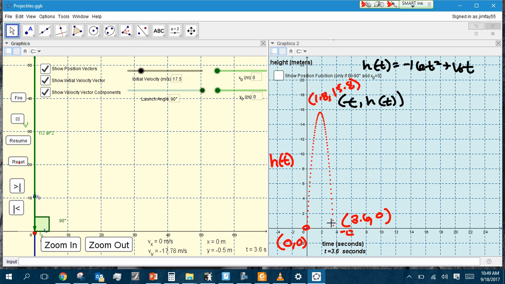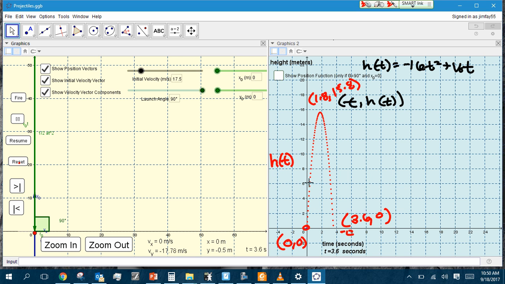What we're seeing a lot in our questions is they're going to ask, what was the maximum height that this object reached? Well, the maximum height is this 15.8 here. It's the height at that time in which we were at the vertex. They might ask questions like, what was the time in which it reached its maximum? Well, that's 1.8. That's the t value.